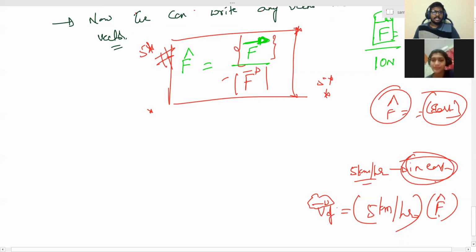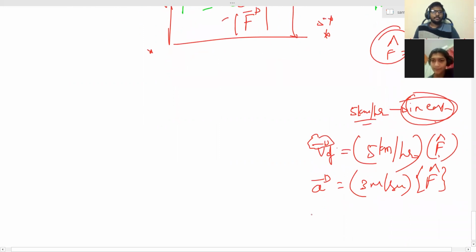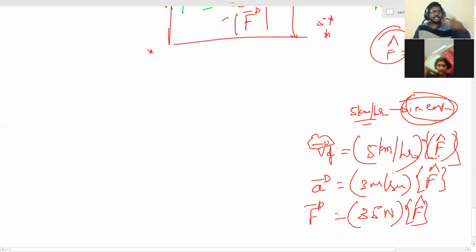Yes, sir. So now if you say Ganpati is accelerating with 3 meters per second in east, my acceleration can also be represented in terms of F cap or not? Understood? Yes, sir. So if I say a force of 35 newtons is applied in east, I don't always need to write east now. I can apply F cap.